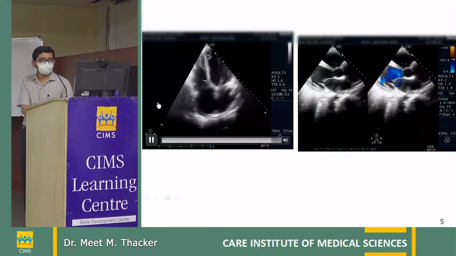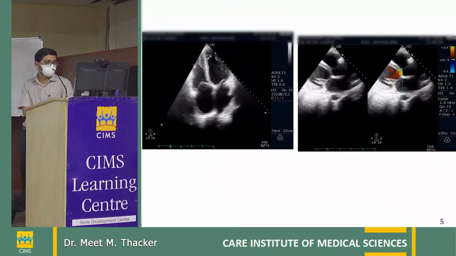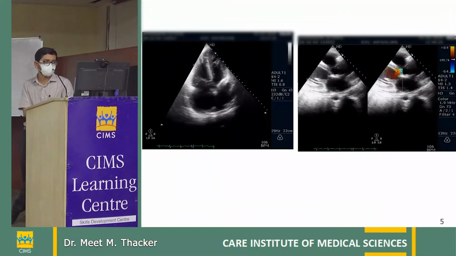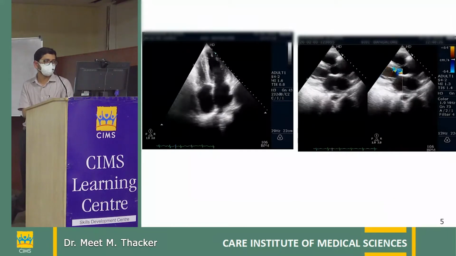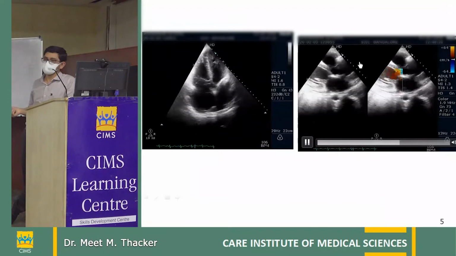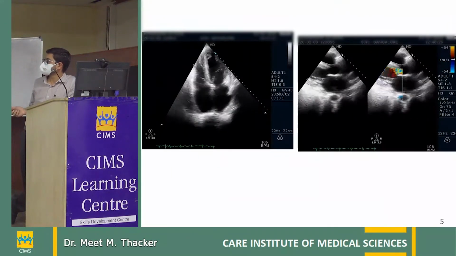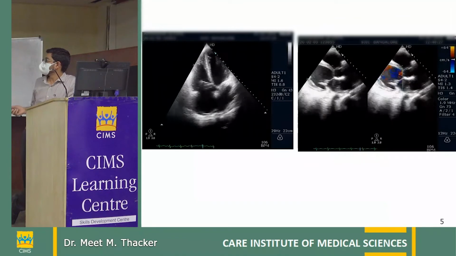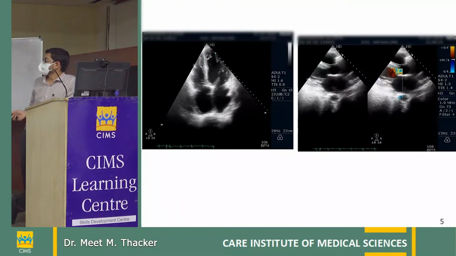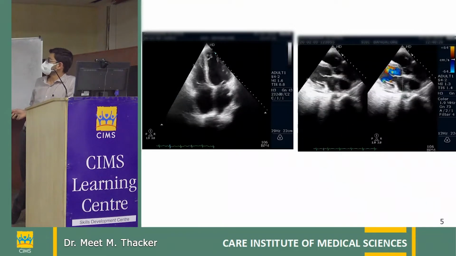The left-sided one is the apical four-chamber view, which shows dilated chambers and normal LV function. The RA and RV also appear a little dilated. LV also is a little dilated maybe. And this is the PLAX view, parasternal long axis view. Again, we can see an enlarged RV here.